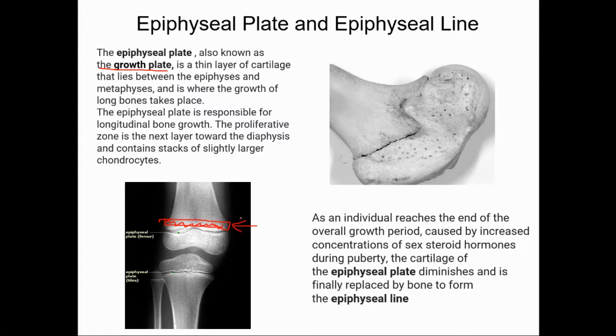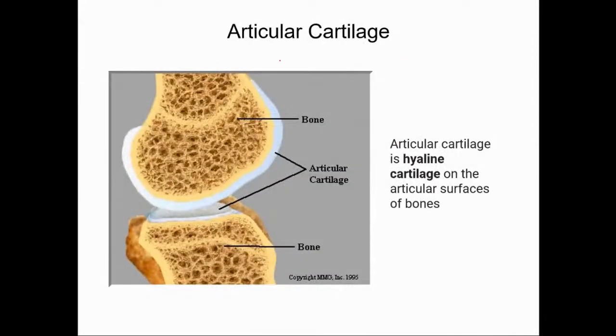Guys, you should already know that, okay? Anyways, this plate, we're gonna look at it in a minute again. After puberty, after 20 years old or so, this plate becomes a line because it gets smashed down and the cartilage disappears. It becomes all bone, and it stops growing. It makes sense because at some point the growth has to stop.